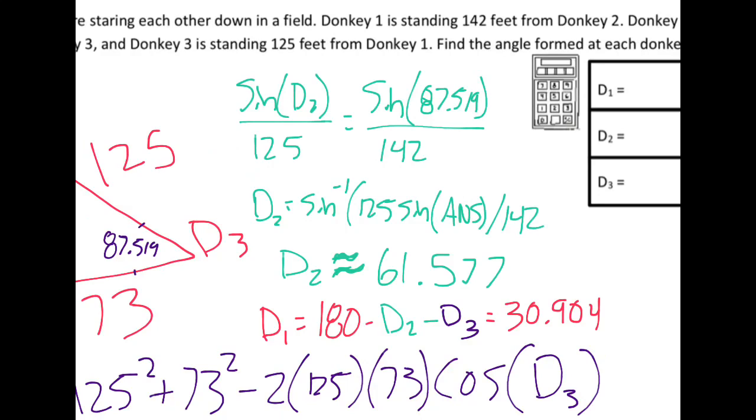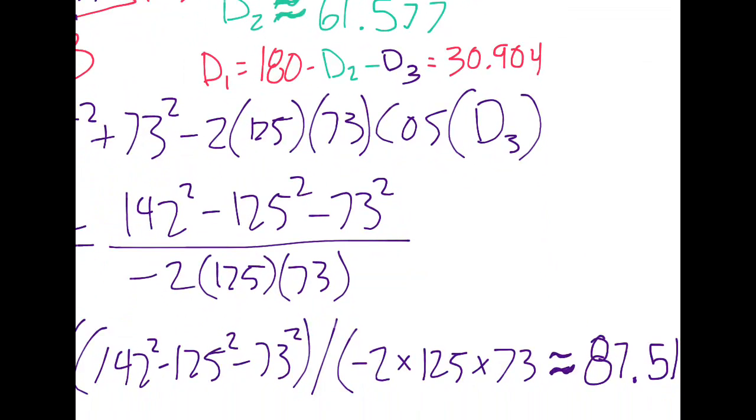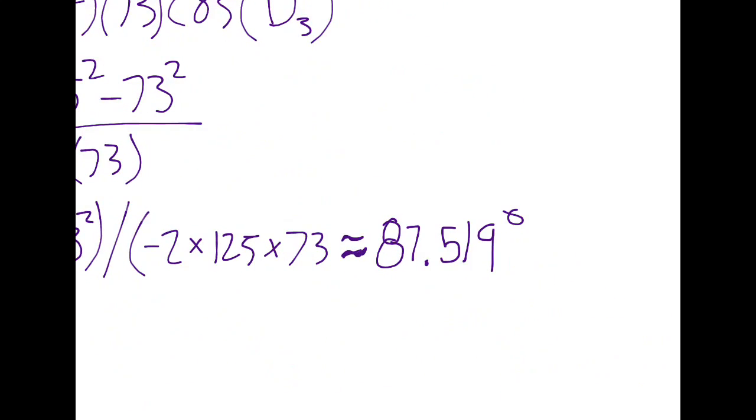you should find 61.577, and then to find D1, just take 180 and subtract the other two angles, and we are golden. So D1 is 30.904, D2 61.577, and D3 87.519.